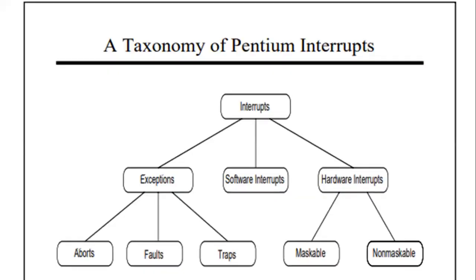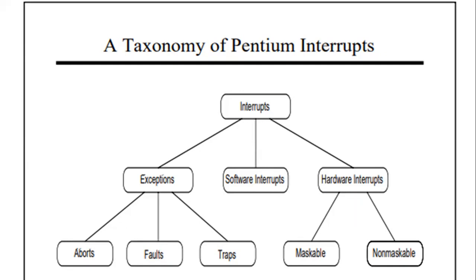As far as the interrupt taxonomy of Pentium is concerned, we are taking the example of Pentium processors. Interrupts can be of three types: exceptions, software interrupts or hardware interrupts. Exceptions can be further divided into abort, fault or traps. I feel you might have some knowledge about the difference between abort, fault and trap.